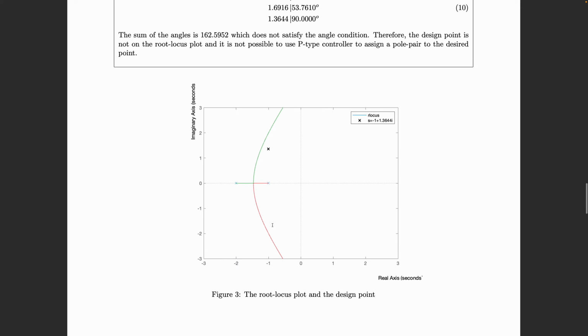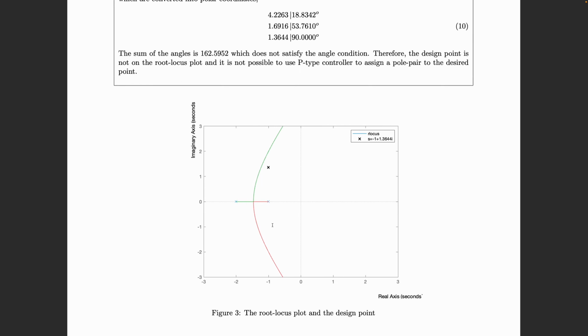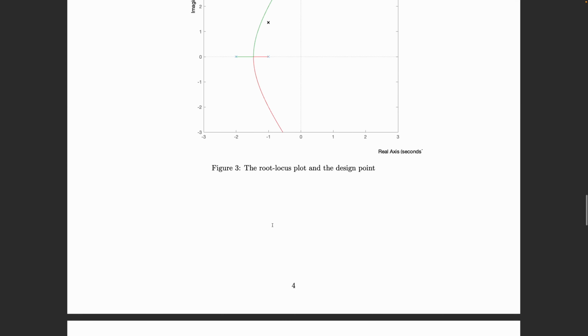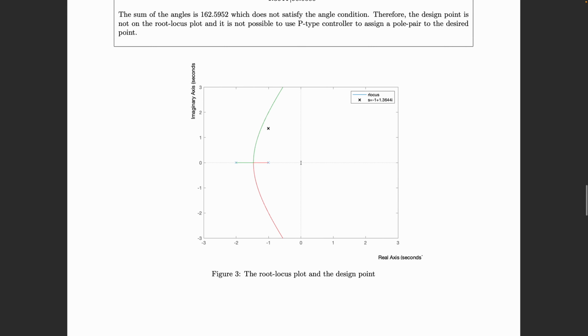Now, based on this, we were asked to propose a controller. What we did was we just added an integrator, a pure integrator, or a pole at the origin, due to the fact that we wanted reference tracking. Since if the system's loop transfer function is type 0, it would end up with a steady state error.